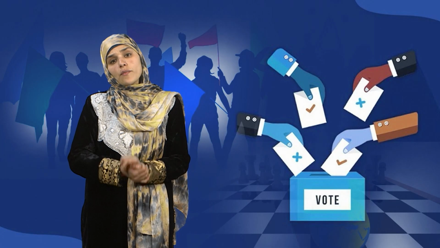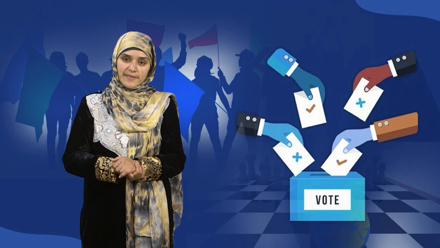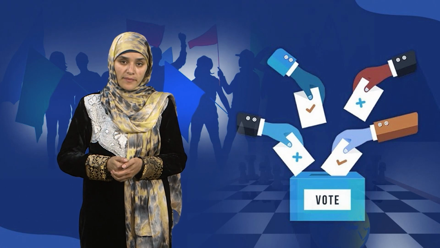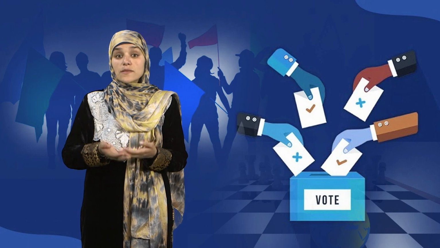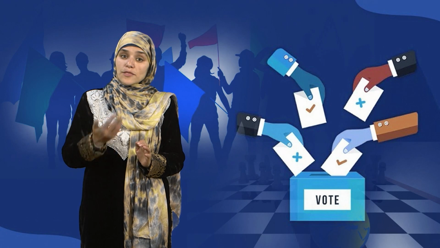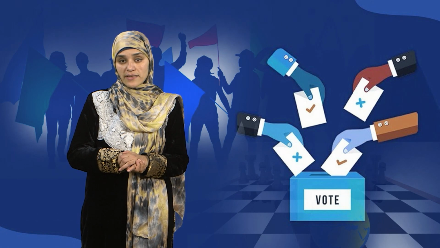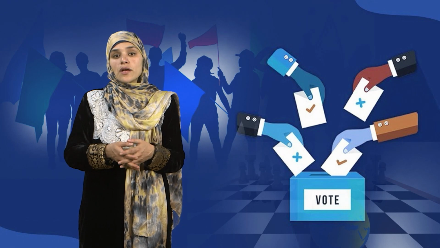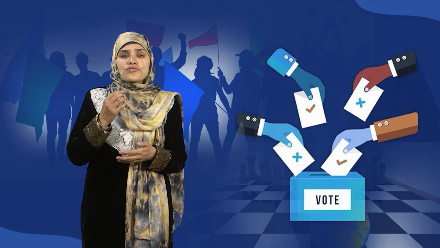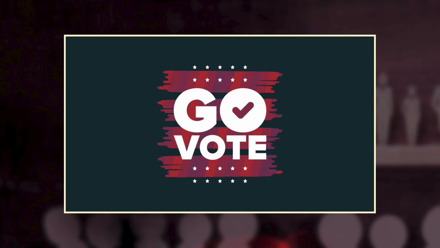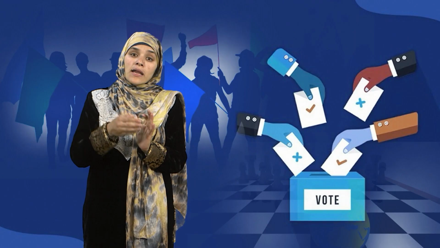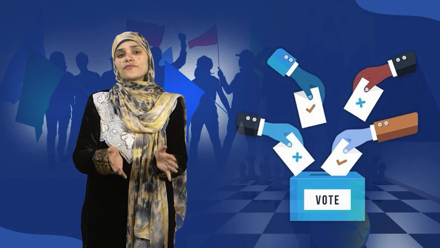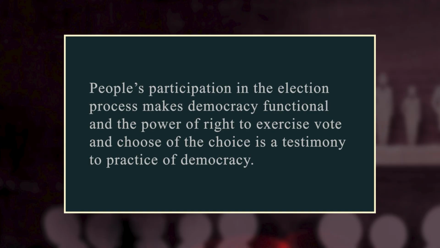Now let's conclude. Democracy is a value system manifest in pluralism, respect for rights, equality and freedom. It is a value system of bringing ordinary people at par with higher echelons of power. The experiment of changing society into a democratic society that bears such a value system is conducted through electocracy, that is, by strengthening the election system. Since election is the starting point for any democracy to succeed, it is election that provides the basis for the successful working in practice of democracy. People's participation in the election process makes democracy functional, and the right to exercise one's vote and choose is a testimony to the practice of democracy.